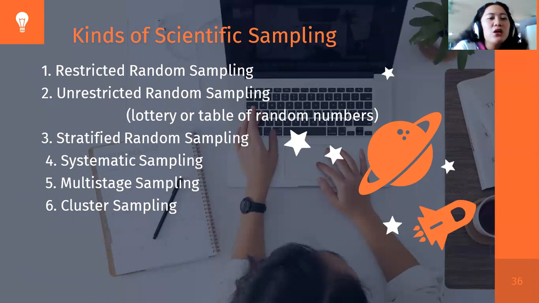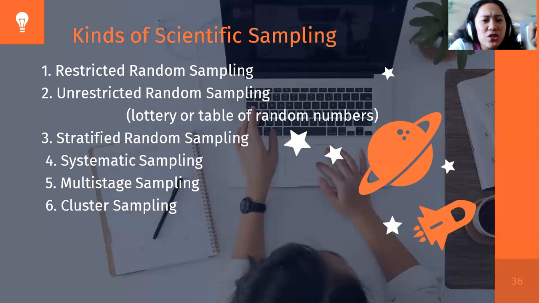So when you say restricted random sampling, there is an added qualification. The researcher would add a certain qualification in choosing the samples. But in unrestricted random sampling, there's no restriction. So both the restricted random sampling and the unrestricted random sampling may be done through lottery or table of random numbers. So what's the difference between lottery or table of random numbers?